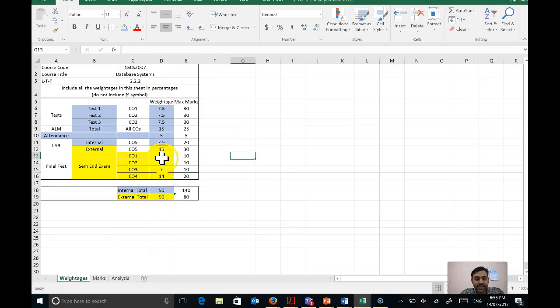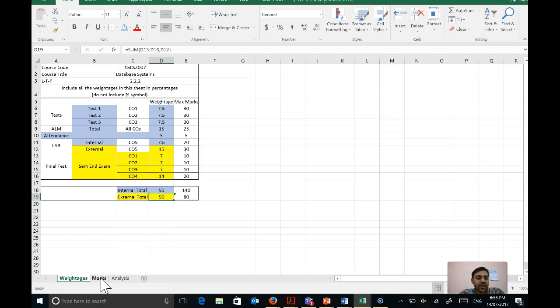I hope you understand these are the weightages and these are the marks allocated for the questions related to CO1, CO2, CO3 and CO4. So out of these many marks is what you get in your marks list. So CO1 question will be evaluated out of 10, CO2 will be evaluated out of 10, CO3 out of 10, CO4 out of 20 as a sample. And then here I've given some fields where it calculates the total internal and total external for you to check whether you have entered it right or not.